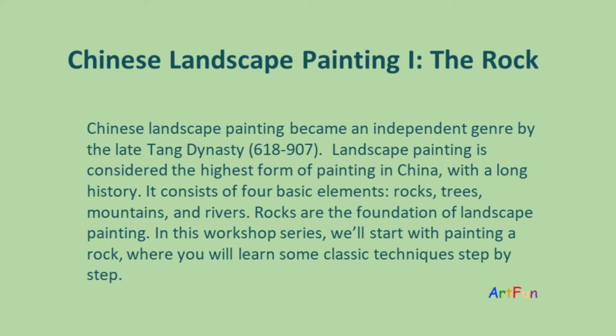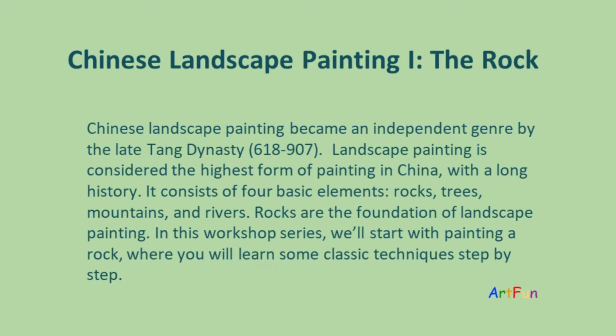Chinese landscape painting became an independent genre by the late Tang Dynasty. Landscape painting is considered the highest form of painting in China, with a long history. It consists of 4 basic elements: rocks, trees, mountains, and rivers. Rocks are the foundation of landscape painting.